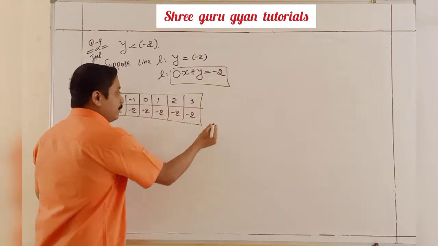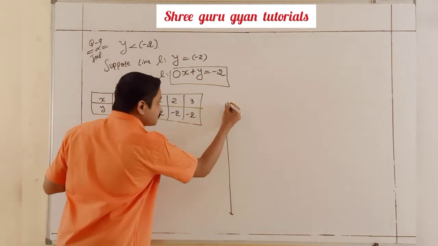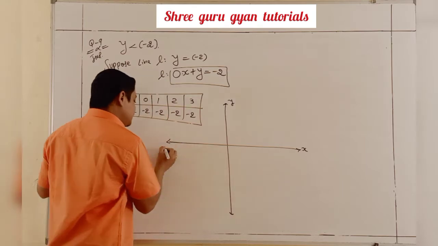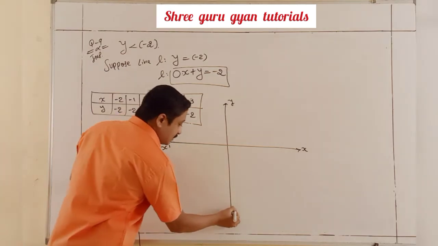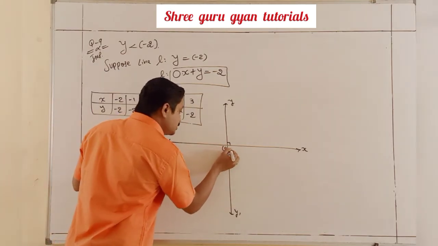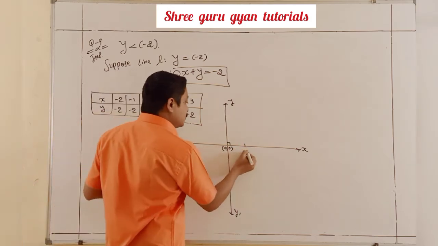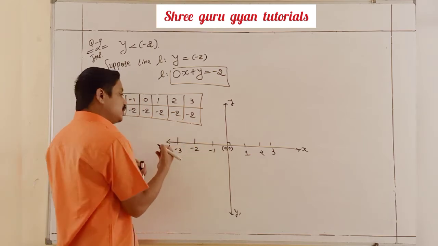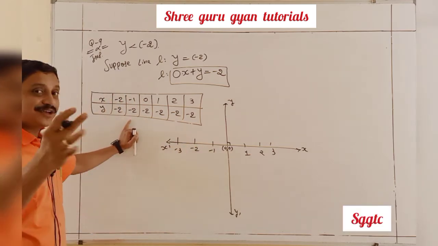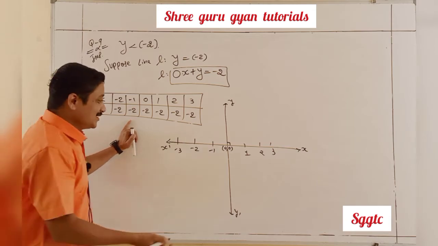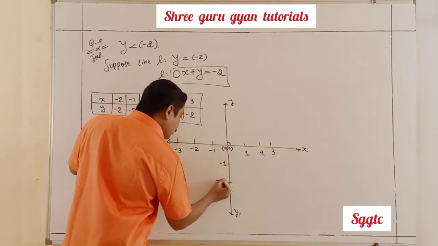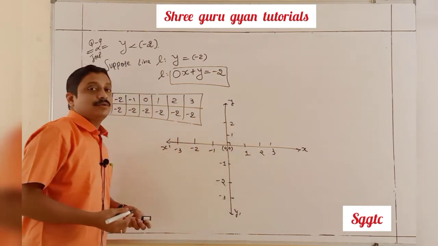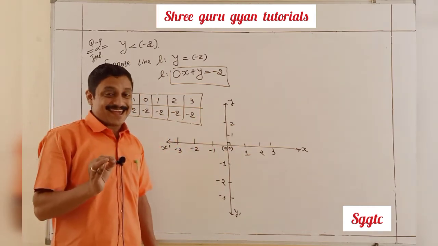Now I plot the graph. You easily make your graph with the x-axis, y-axis, and the 90 degree origin (0, 0). X will take some values like 1, 2, 3, minus 1, minus 2, minus 3. But y is fixed. How much? Minus 2. So here you have minus 1, here minus 2. Other ways are possible, don't worry.